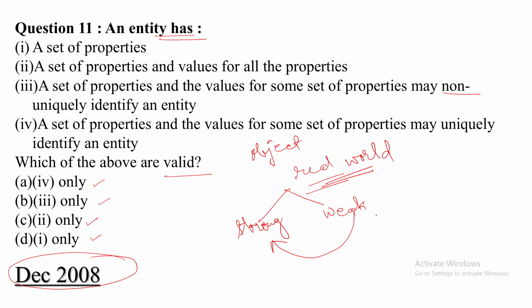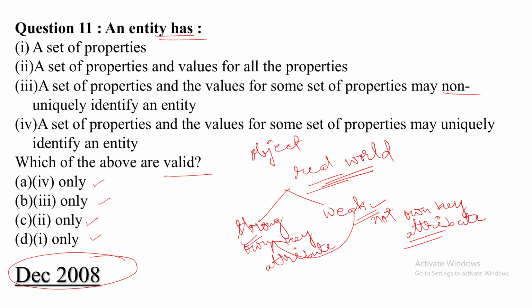Weak entity does not have its own key attribute. That means this entity does not have uniqueness of the value. Strong entity has its own key attribute. But if any entity is a strong entity, it doesn't mean that it is the owner entity. Owner entity, that means weak entity, does not have its own key attribute and it depends on its owner entity.